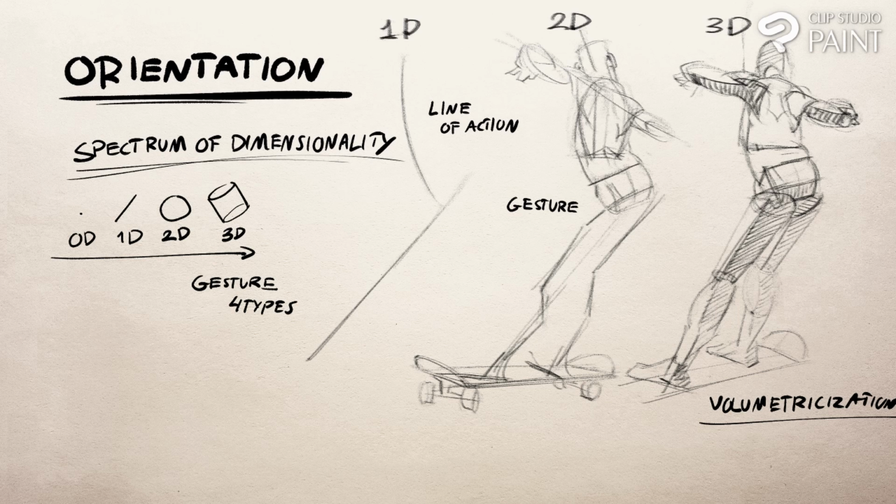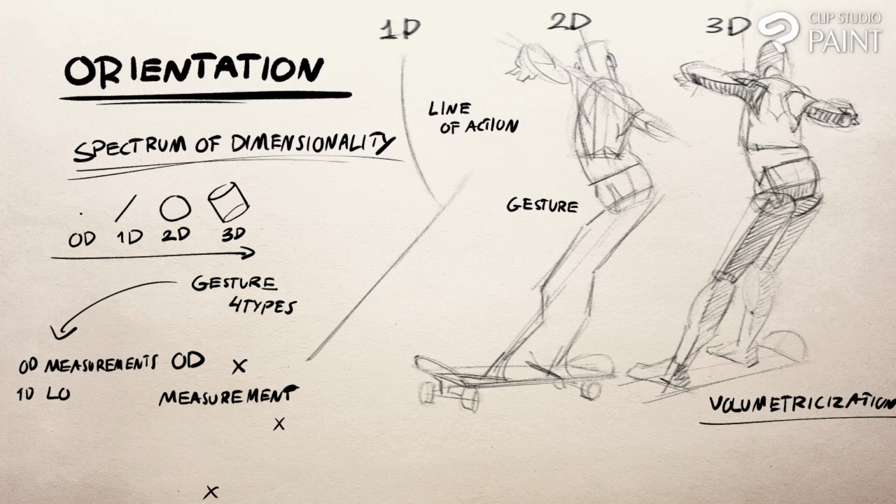So as you can see, there are 4 types of gestures, and 0-dimensional gesture is a measurement. 1-dimensional is a line of action. 2-dimensional gesture is, I just call it a gesture. You can call it a contour gesture if you want. And a 3-dimensional gesture is a volumetricization, breaking down the subject into simpler volumes.